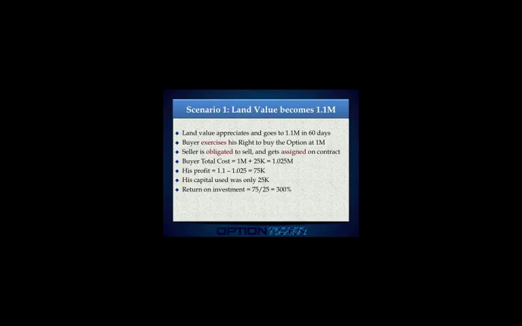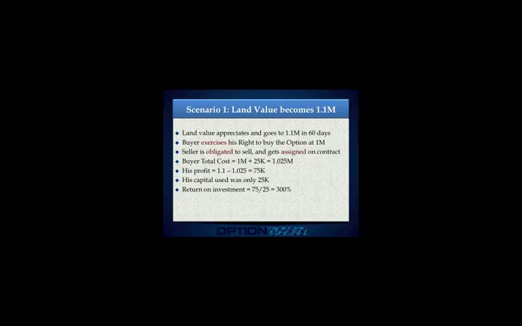So he's gotten a great deal on his option contract. He can exercise his option at $1 million and buy the land at that price. He can turn around and sell it for $1.1 million, but he doesn't have to. He can keep it as long as he thinks the price is going to appreciate. The seller, on the other hand, has an obligation to sell it at $1 million as per the option contract. He has to sell if the buyer wants to exercise. So the seller gets assigned on this contract.